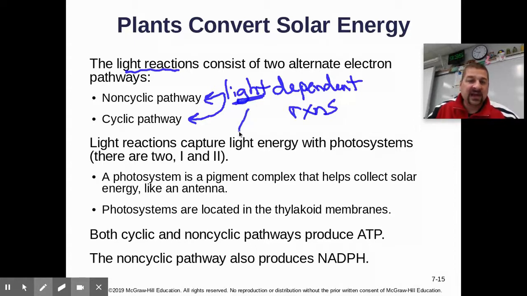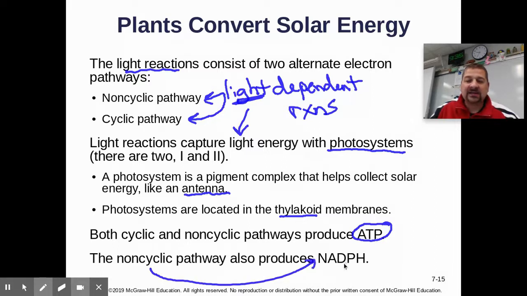The goal of these light reactions is to capture the light within two photosystems. They have a pigment complex with a little antenna, which is the chlorophyll a. This is all happening in those little stacks of pancakes, or thylakoids, in the thylakoid membrane. Both the cyclic and non-cyclic pathways produce ATP. Only the non-cyclic pathway catches electrons and puts them into NADPH.